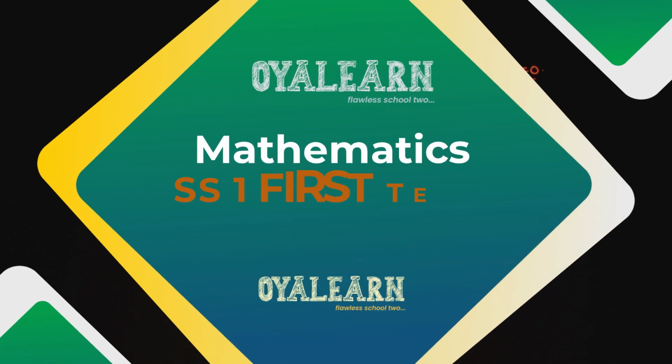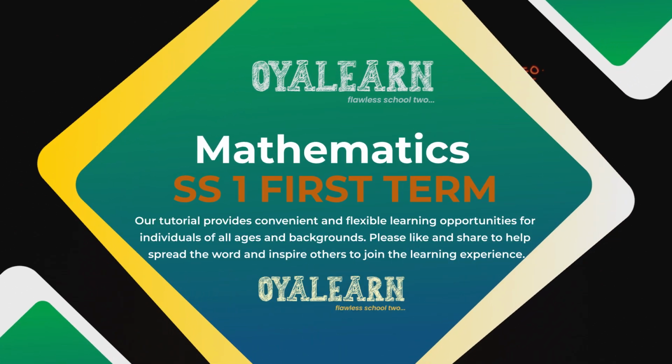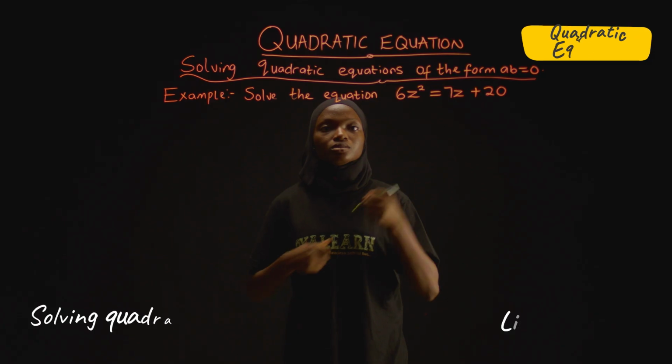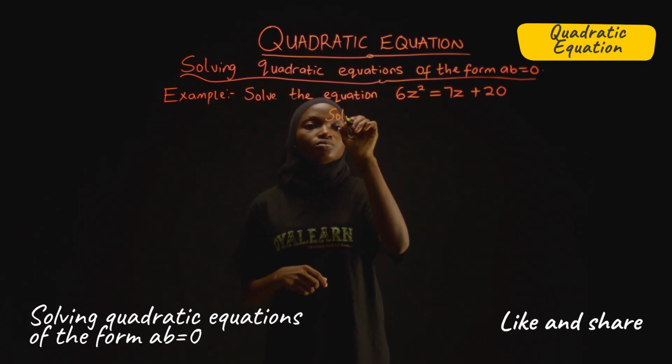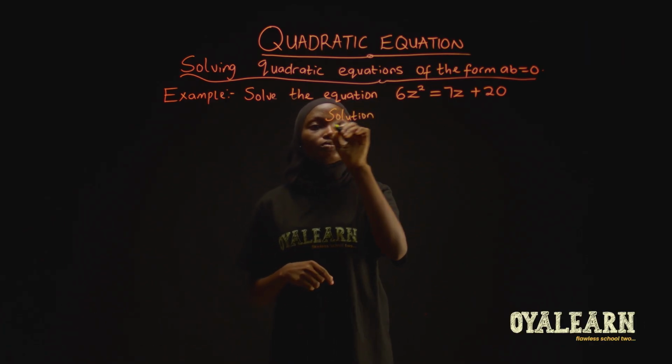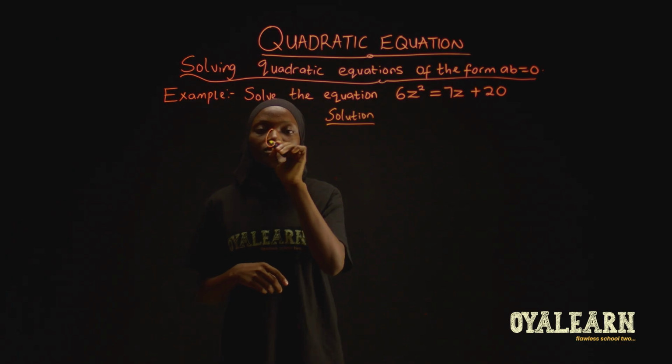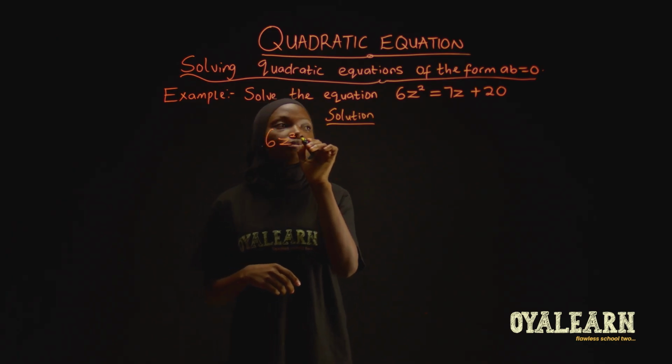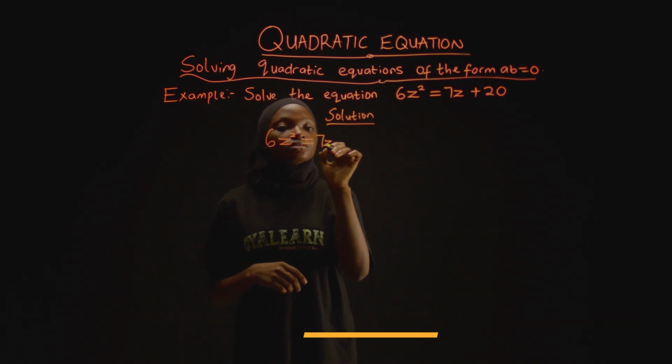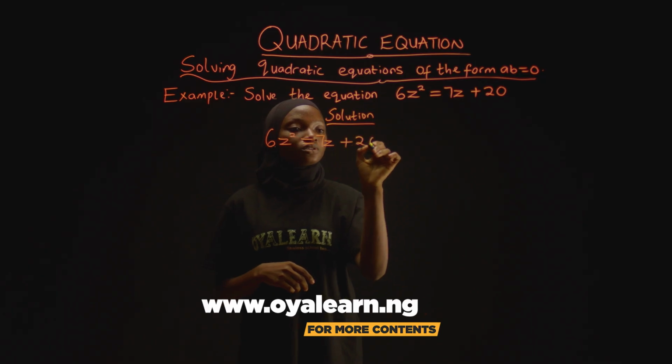Solve the equation 6z squared equals 7z plus 20. Solution. We have 6z squared equals 7z plus 20.